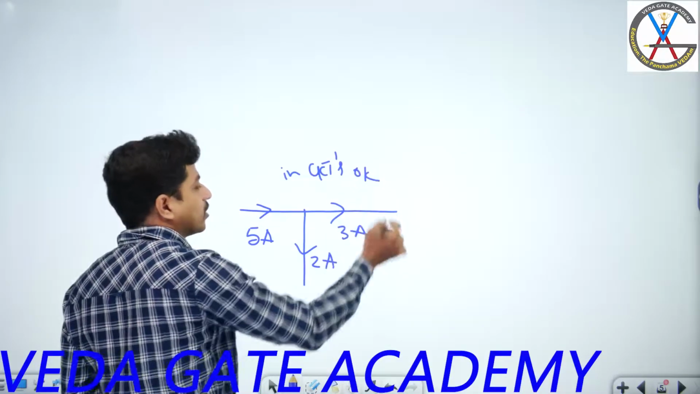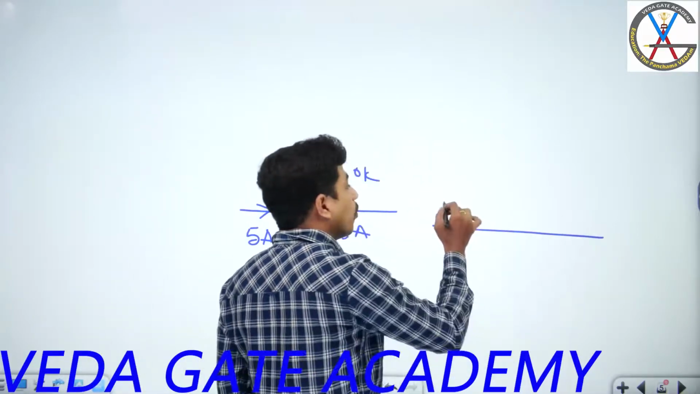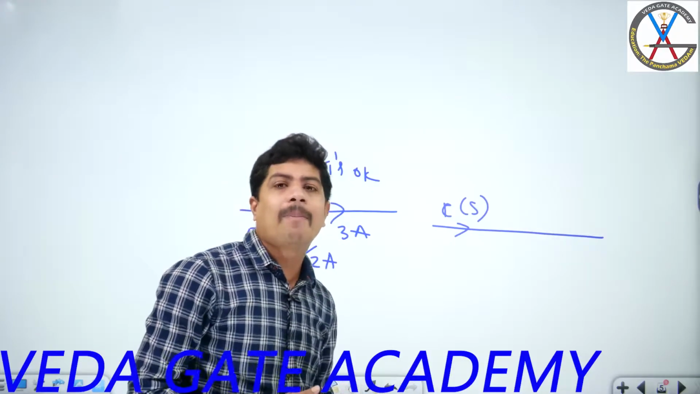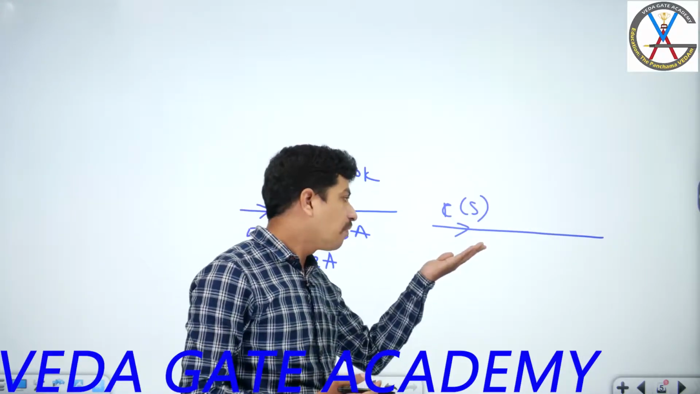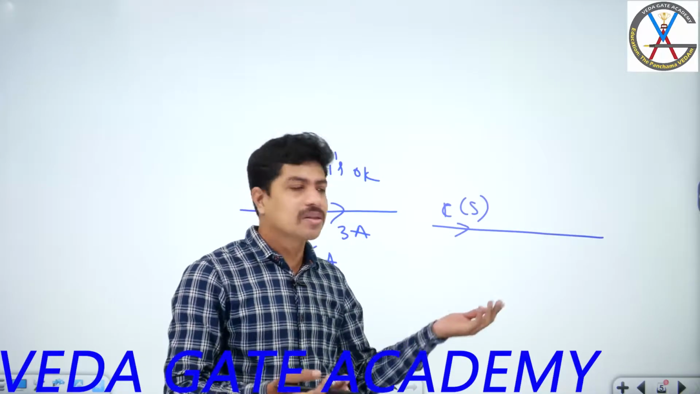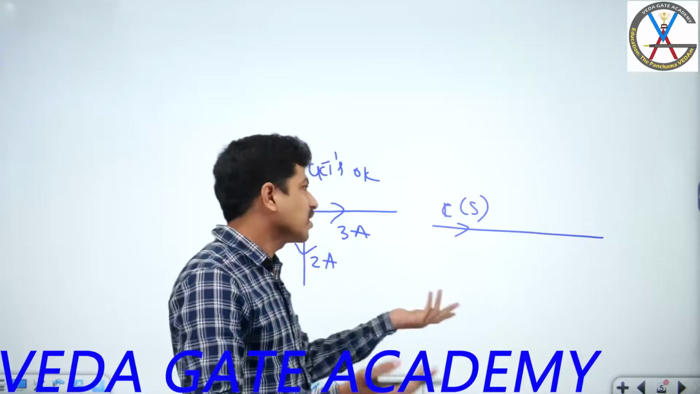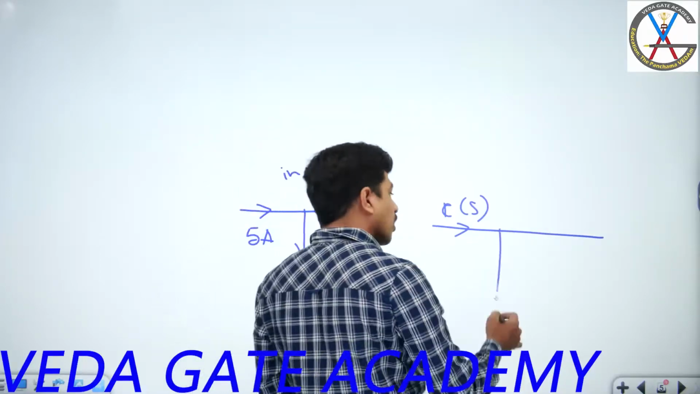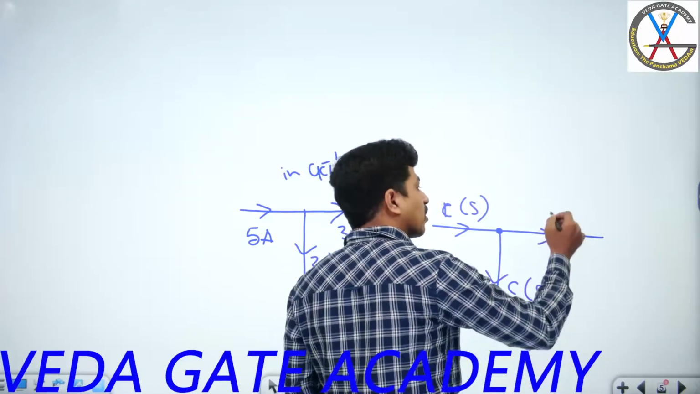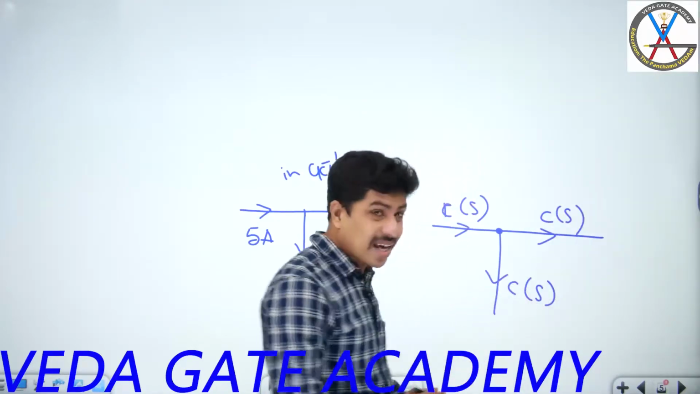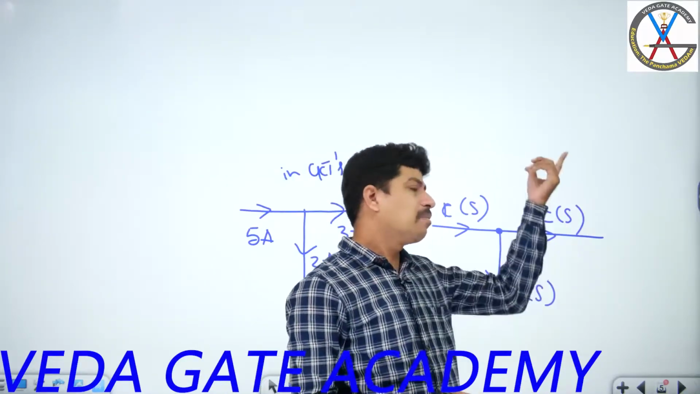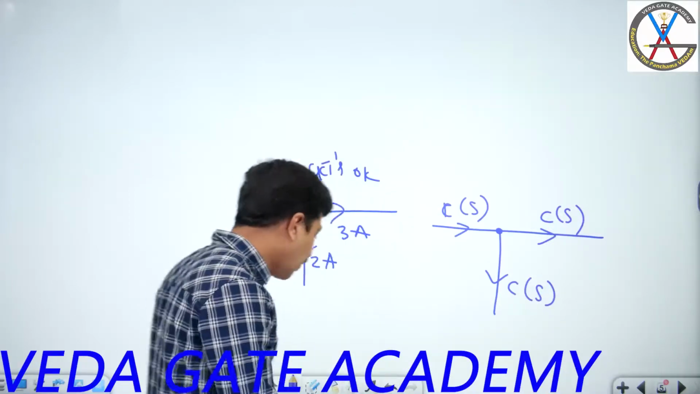But in control systems, suppose this is some C of S. What is C of S? Laplace domain of output. If C of t is the output, C of S is the Laplace domain of output, or C of S is some function, whatever it is. If you take a takeoff here, what is this? This is also C of S. This is also C of S. Why, sir? We are taking the output? No, just we are measuring. You measure, somebody else measures, somebody else measures. The output remains C of S.